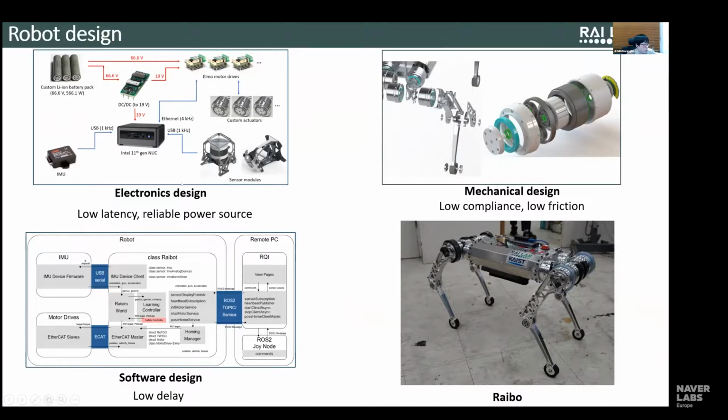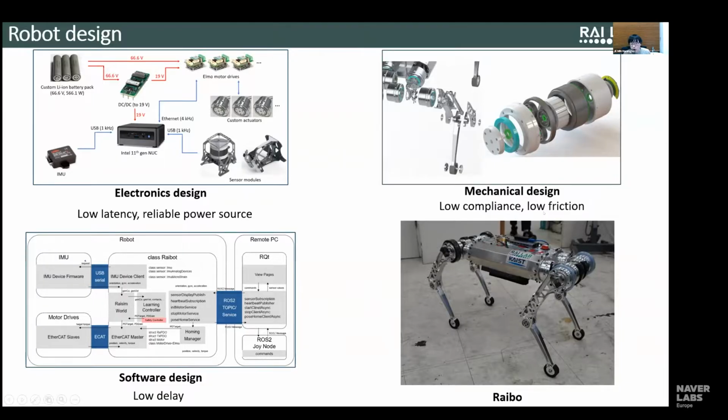Yeah, and the reliable power source is also important. For the mechanical design, this is also quite important. So here we don't use SEA. We use this quasi-direct drive, or pseudo-direct drive, whatever you call it, a low gear ratio planetary gear system with robo driver actuators. So it has low compliance, almost no compliance, and the friction is also very low.